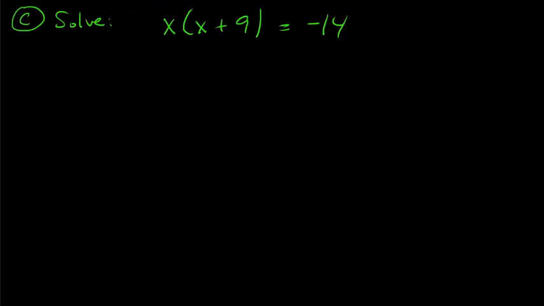Okay, part C, we want to solve x times (x + 9) equals -14. Okay, so this one's a little bit tricky because, well, first of all, it's not in standard form. It doesn't equal 0 here. So why don't we add the 14 to both sides?